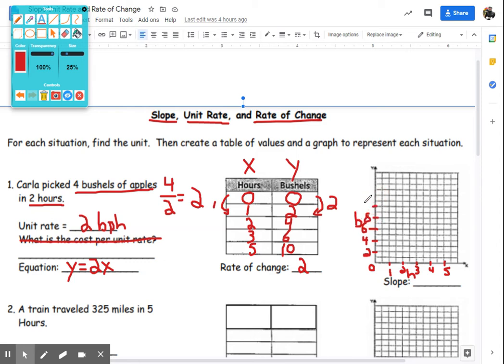Skip 1, and then that would be 10. And I'm going to go ahead and stop since that's my maximum number of bushels. All right, so each X and each Y represents an ordered pair or a point on my graph.